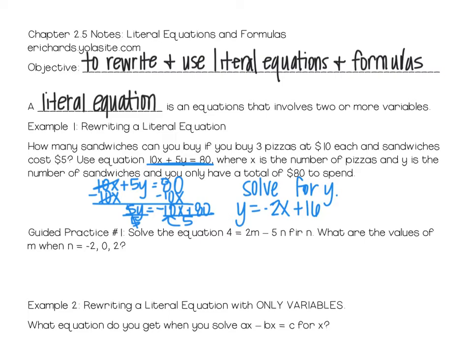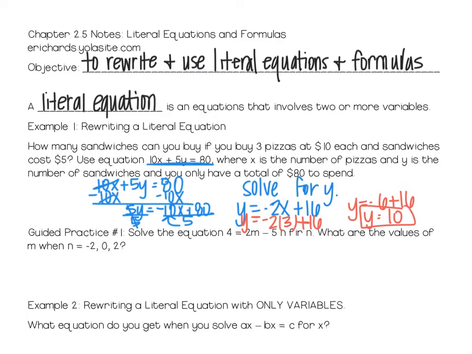So since I bought 3 pizzas at $10 each, I'm going to plug 3 in for the x, because x represents the pizzas. And I'm going to simplify and see how many sandwiches I can buy. So I get y equals negative 6x. Just kidding. Negative 6 plus 16. So y equals 10, and it looks like I can buy 10 sandwiches if I buy 3 pizzas.